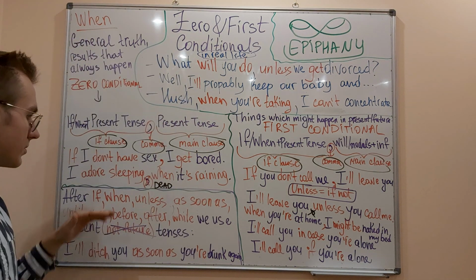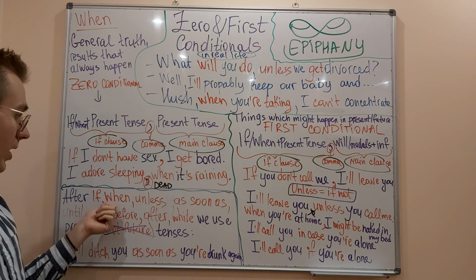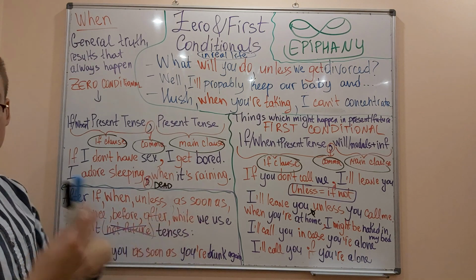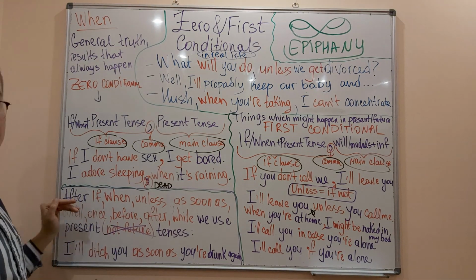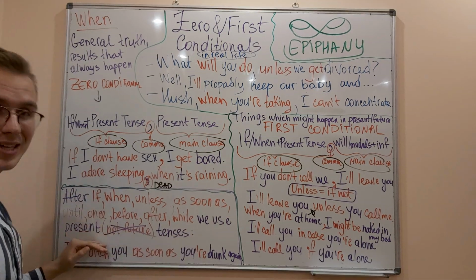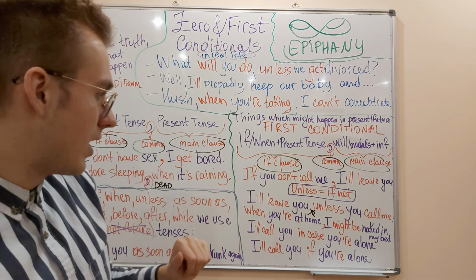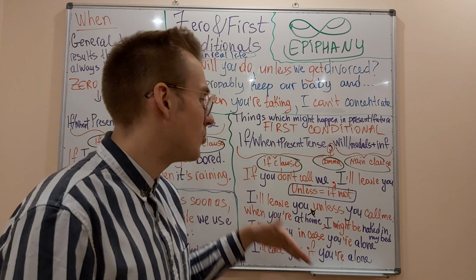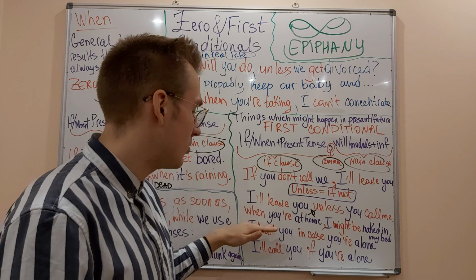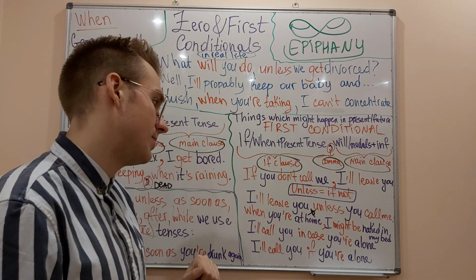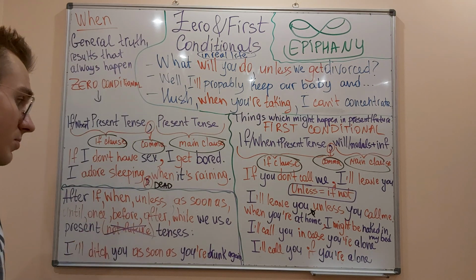So let's go to some other words that we can use. We can use if, when, unless, as soon as, which means really fast, until, once, before, after, while. After them, we use present, not future tenses. We don't say I will call you if you will be alone. We don't say when you will be at home, I might be naked. After if, when, as soon as, we use present tense.